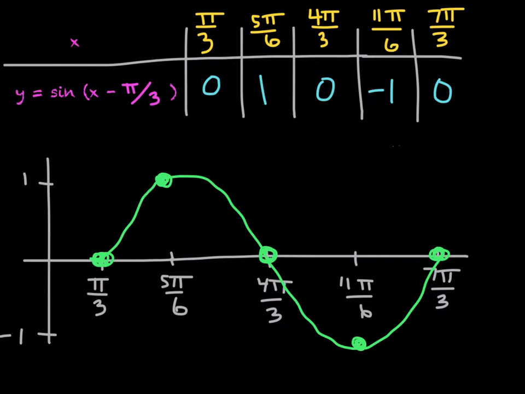The period is still 2 pi. I can show you that right now, actually. Let me show you how the period is 2 pi. The period, we learned in an earlier lesson, is 2 pi over b. The b value is the coefficient of x, and the coefficient of x is invisible. It is 1. So the period is still 2 pi. The period did not change. The interval over which it completes that period has changed. The interval used to be 0 to 2 pi, and now it's pi over 3 to 7 pi over 3.